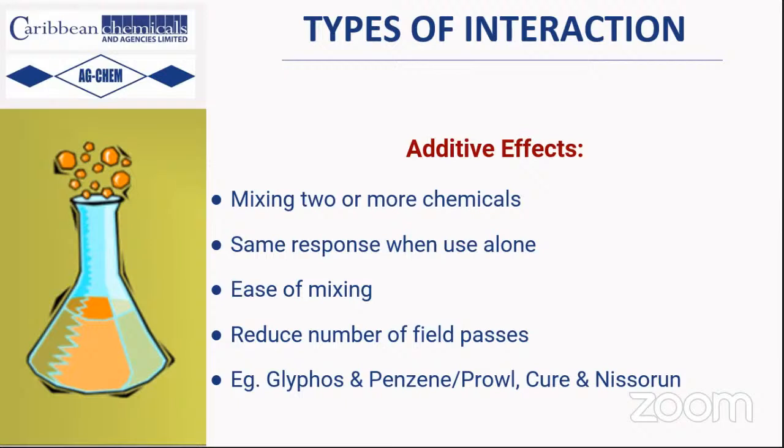Another example is Cure and Nicerin. Cure is a miticide insecticide, while Nicerin is a strict miticide. The Cure is very effective on the nymph, the larva and the adult stage of the mite, while the Nicerin is very effective on the egg and the nymphal stage. So you'll get a better control. Some farmers may rotate, but together they work perfectly. It doesn't have an antagonistic relationship, so you get the same results when they are mixed together.